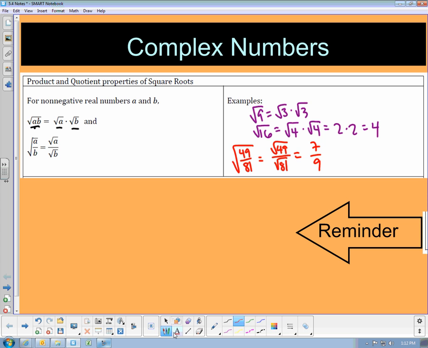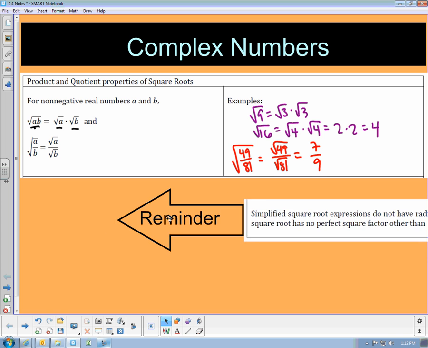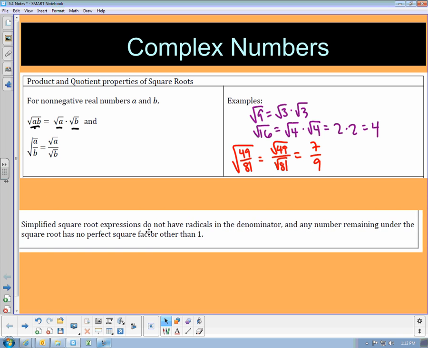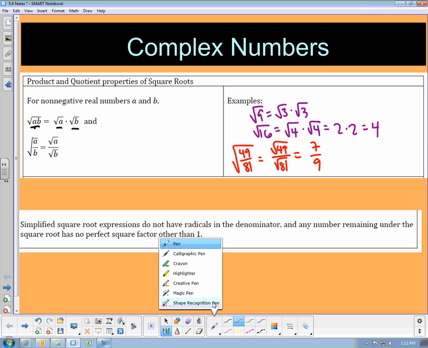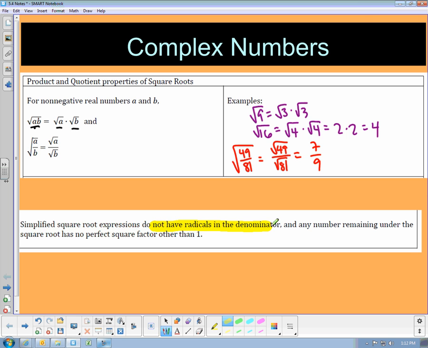Now, the reason we have those properties in place is because of this. When we simplify square root expressions, we are not allowed to have any radicals in the denominator, and we cannot have any perfect square factors under the radical. So those are two things that we're really going to have to take care of when we're looking at numbers and simplifying square root expressions.